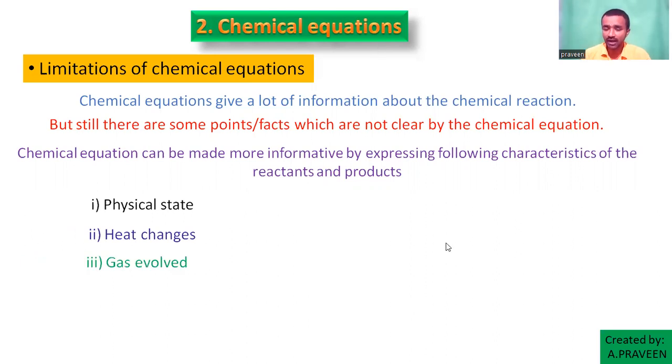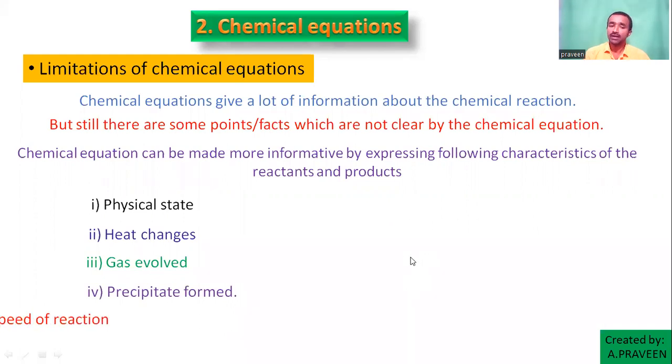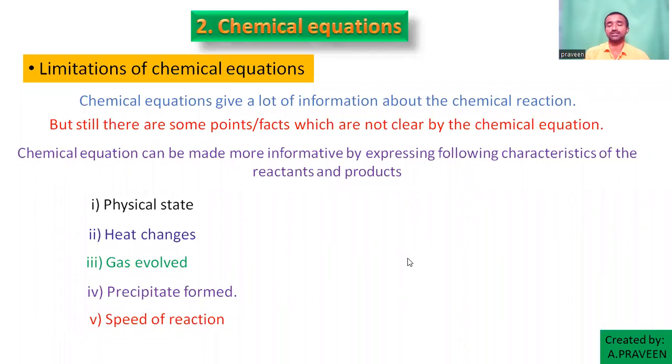Next, in activity 2, a solid substance remained undissolved, so we can represent that a precipitate formed. And also we can represent the speed of reaction, how fast it takes place or completes, right? So these are the information you are able to add into the chemical equations.